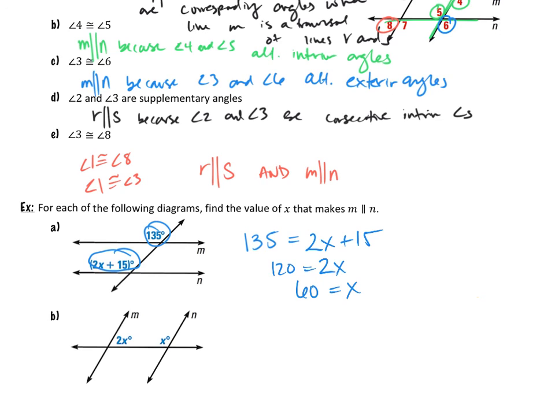For B, my two angles are here, and those are consecutive interior angles, which means they must be supplementary, or in other words, they must add to equal 180 degrees. I combine like terms, divide both sides by 3, and x equals 60 in order to make m parallel to n in this case.